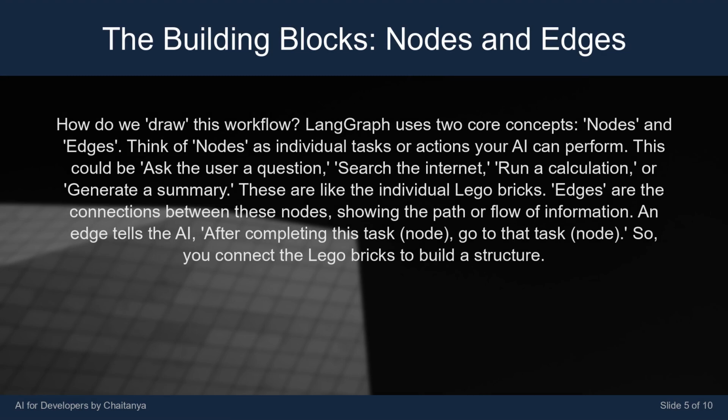How do we draw this workflow? LangGraph uses two core concepts: nodes and edges. Think of nodes as individual tasks or actions your AI can perform. This could be, ask the user a question, search the internet, run a calculation, or generate a summary. These are like the individual Lego bricks. Edges are the connections between these nodes, showing the path or flow of information. An edge tells the AI, after completing this task, node, go to that task, node. So, you connect the Lego bricks to build a structure.